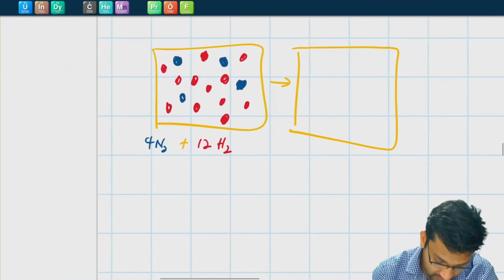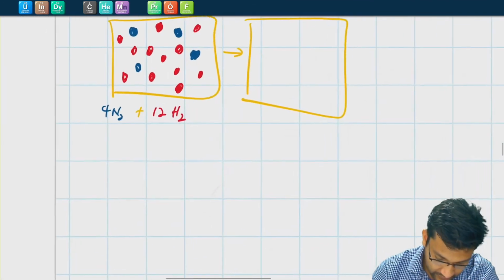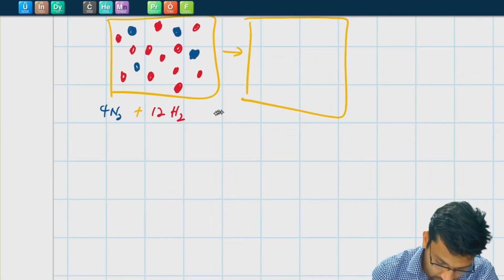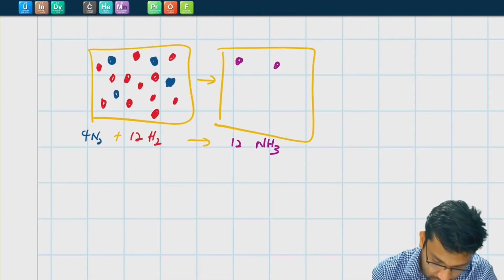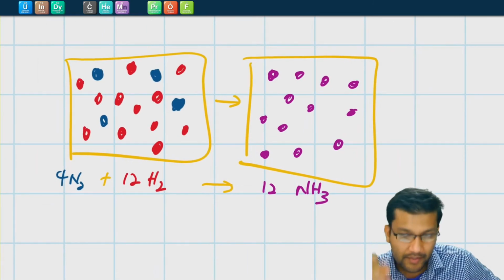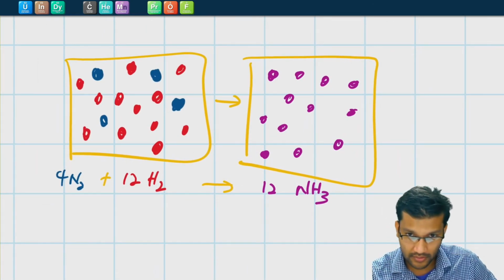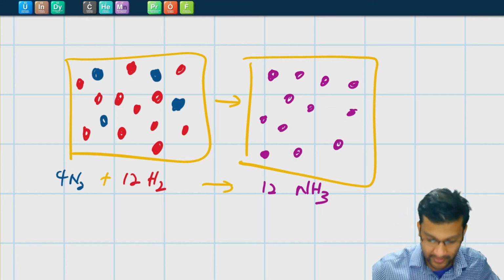We form 3, so that would be multiplied by 4, we'll have 12. I'll form 12 ammonia. So let's draw 12. 1, 2, 3, 4, 5, 6, 7, 8, 9, 10, 11, 12. I couldn't keep the sizes the same. Okay, what do we think happens to the pressure as this reaction is carried out?